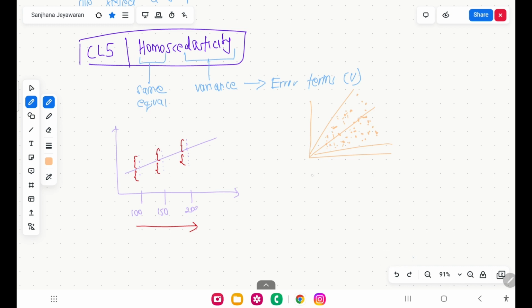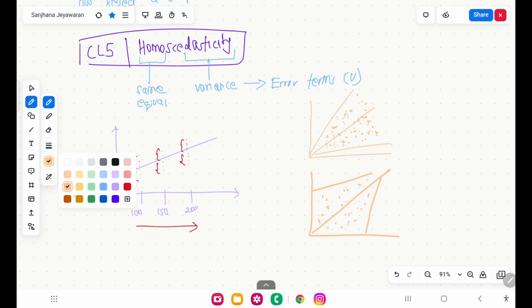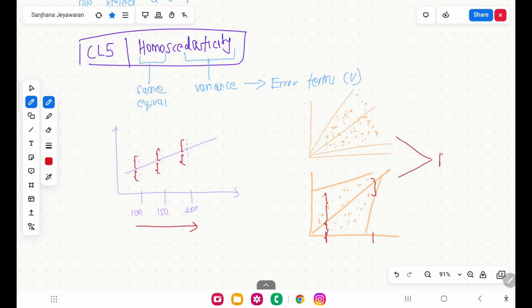Okay, likewise, this is when we draw it like this. Over here at lower levels of x, if you see, error terms are quite big, but at higher levels of x, error terms are quite small. So this is heteroscedastic. So when you come across heteroscedasticity, that means your CL5 is not valid anymore.